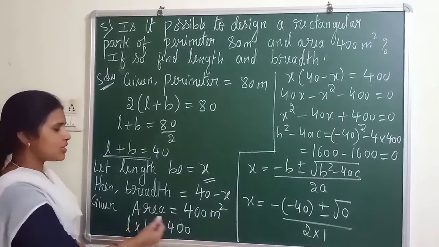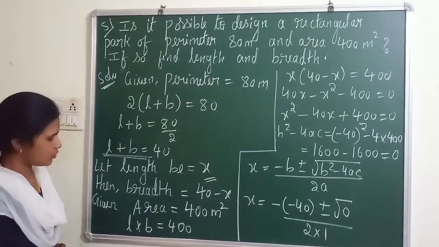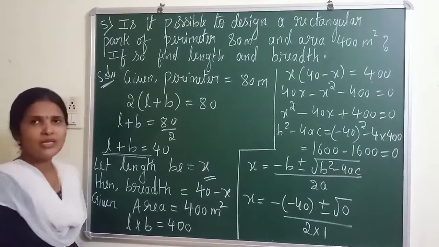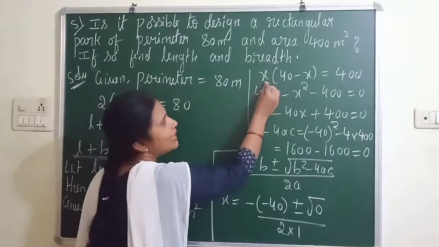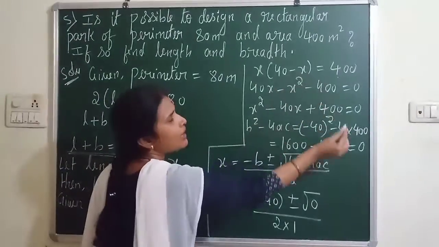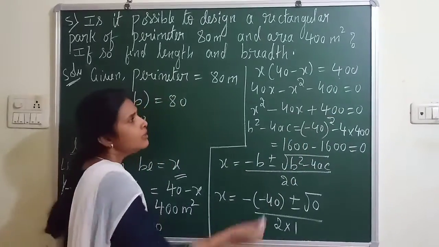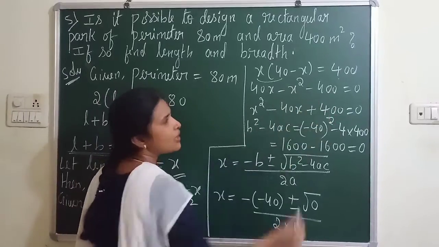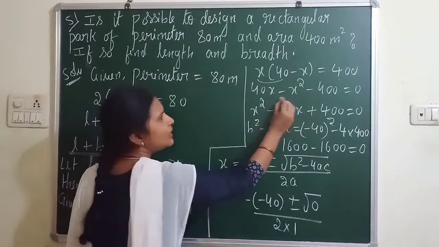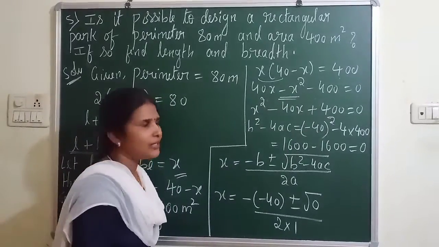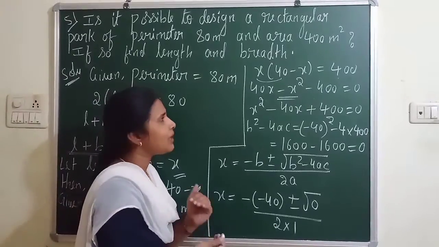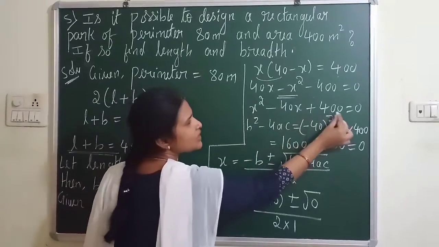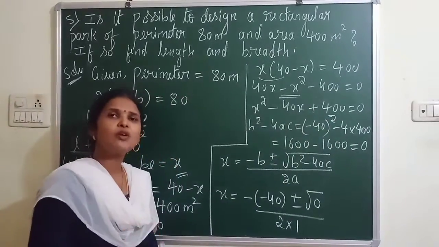And he has given in the question area is 400 meter square. So what is the area of rectangle formula? L into B. So L into B is 400. Substitute L is x and B is 40 minus x equals 400. Multiply x into 40. 40x minus x square minus 400 equal to 0. Here you can see x square coefficient is negative, so make it positive by multiplying minus sign for each term. It becomes x square minus 40x plus 400 equal to 0. So we got a quadratic equation.